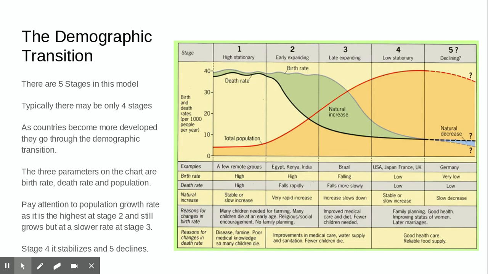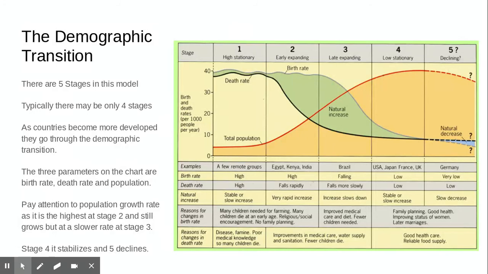All right. Now, we've been talking a lot about developed and developing countries. And this is a very famous model. It's called the demographic transition model. Say that in your head. Demographic transition model. Very good. And this is basically a model that every country goes through in its development process.